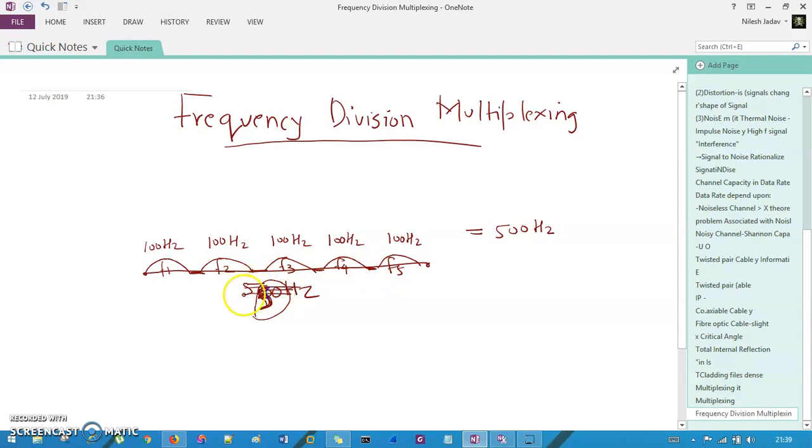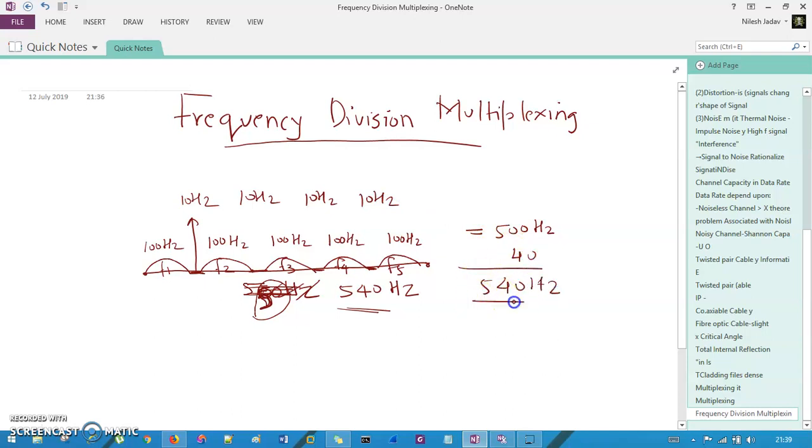So this is not 550, but let me just change it to 540 hertz. I'm so sorry for this. Okay, if I have six frequencies, then I can have a 50 hertz, but I need to precisely make it out. So this gap is going to be of 10 hertz, then again 10 hertz, then again 10 hertz, and again 10 hertz. If you calculate, it is 40, and when you add it, it is going to be 540 hertz. Okay, so in that way the frequency is divided, and then this frequency is given to user 1, this frequency is given to user 2, this frequency is given to user 3, and so forth. Now the question arises here: why do we have this gap?